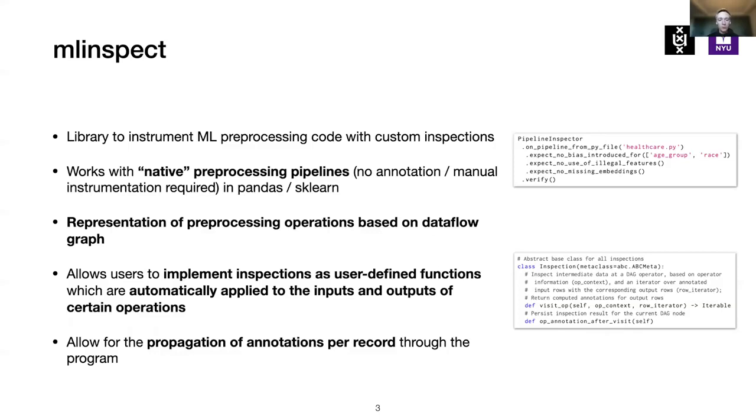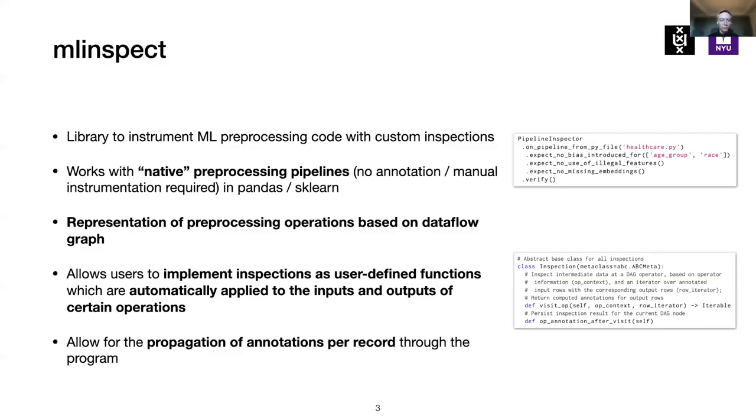Inspections get a local view of the current operator and work using these two functions you can see in the interface here. The first one is for inspecting input-output pairs, and the second one is for annotating the DAG node with some result. For inspecting input-output pairs, inspections get information like the kind of the current operator and also an iterator over annotated input-output pairs. They then return an iterator with annotations for the output row. After processing all data flowing through the operator, the second function is used, and the inspections can annotate the DAG node with something.